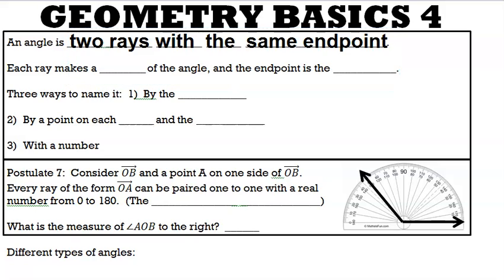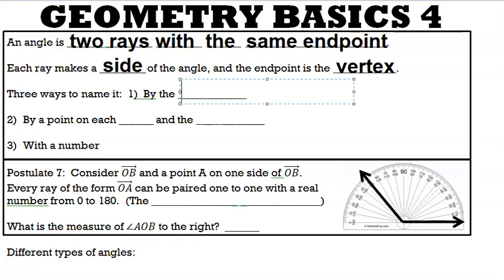So each ray makes up one of the sides of an angle. And then the place where it all comes together is called the vertex. Now, the word vertex is where things come together a lot of times. You'll look at different shapes, and where two sides come together will be the vertex. So that word is going to come up quite a bit.